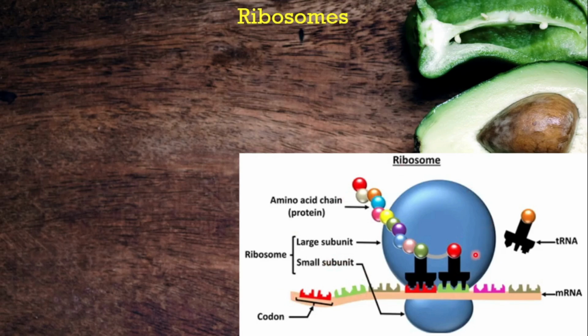Now let's look at this picture here. This is a picture of a ribosome. So this blue color, large one, is called large subunit.